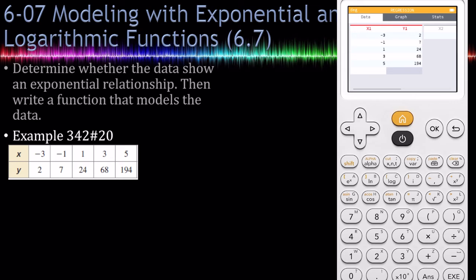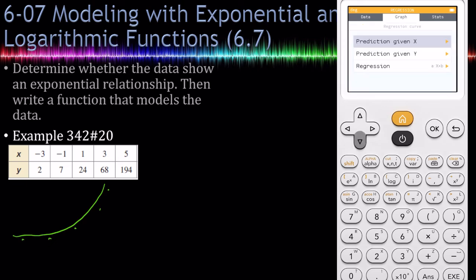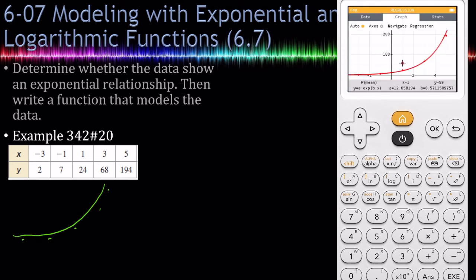All right, and then I'm going to go up and look at the graph. Now, notice the points make that exponential shaping curve. It starts slow and then increases. So it appears like it could be exponential. So let's make an exponential regression. So I'm going to hit OK. I'm going to choose exponential. And look at that, it fits really pretty closely.